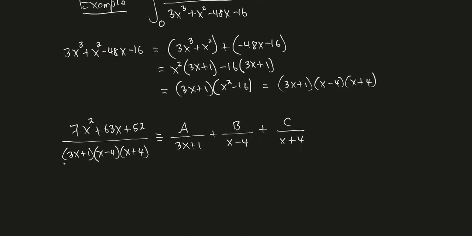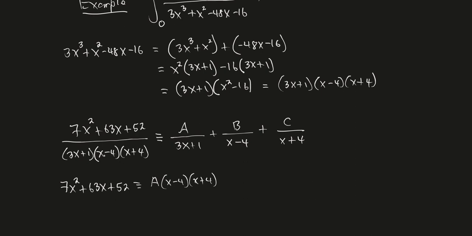So let's clear the fractions, and what we're going to do is take this denominator and multiply both sides. Well, when I do that, I am going to have 7x squared plus 63x plus 52 that's left on the left-hand side. Now, if I take this denominator and multiply the first fraction, the 3x plus 1 will cancel out, and I'm going to be left with A times x minus 4 times x plus 4.